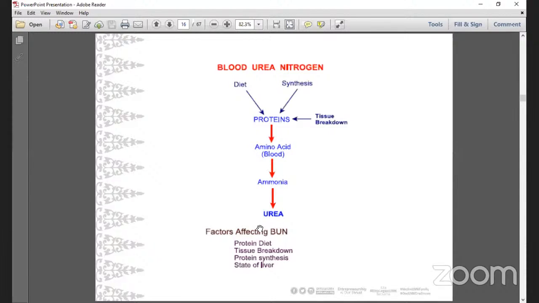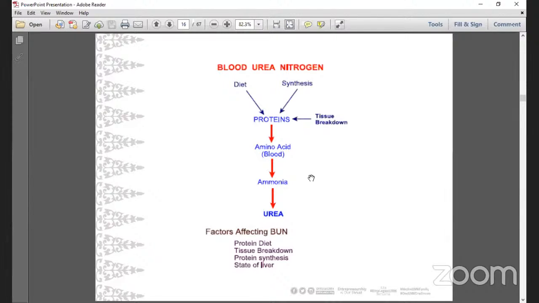Now we go to the first marker or test related to kidney function, which is the blood urea nitrogen. Urea is basically a serum biochemical marker of nitrogenous waste retention by the kidney. Urea represents the end point of protein metabolism. During protein catabolism, ammonia is generated within the liver, and later two molecules of ammonia combine together to form urea.